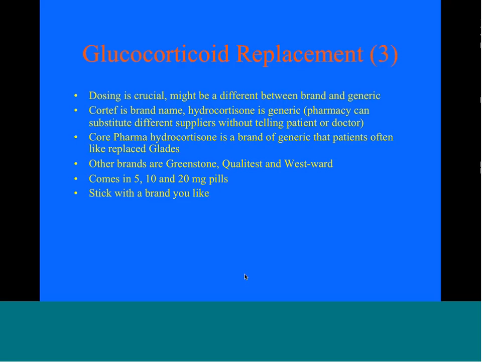It seems like Qualitas is the one people like the least. Greenstone is fairly popular. Westward is somewhere in the middle. All the pills come in 5, 10, and 20 milligram strengths, so depending on your dosing, you want to be on either a 5 or 20. Sometimes you need to be on 10. But you want to stick with the brand you like and make sure that the pharmacy gives you that one if you are on generics.